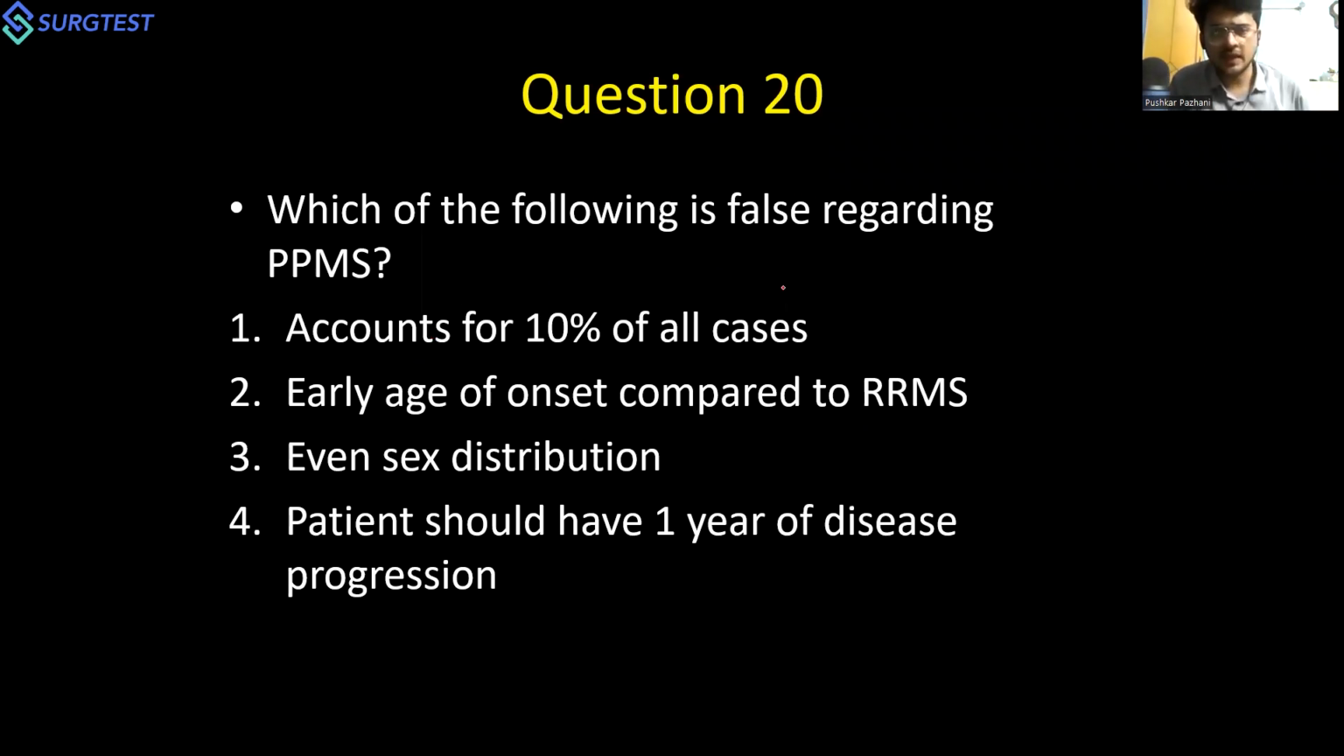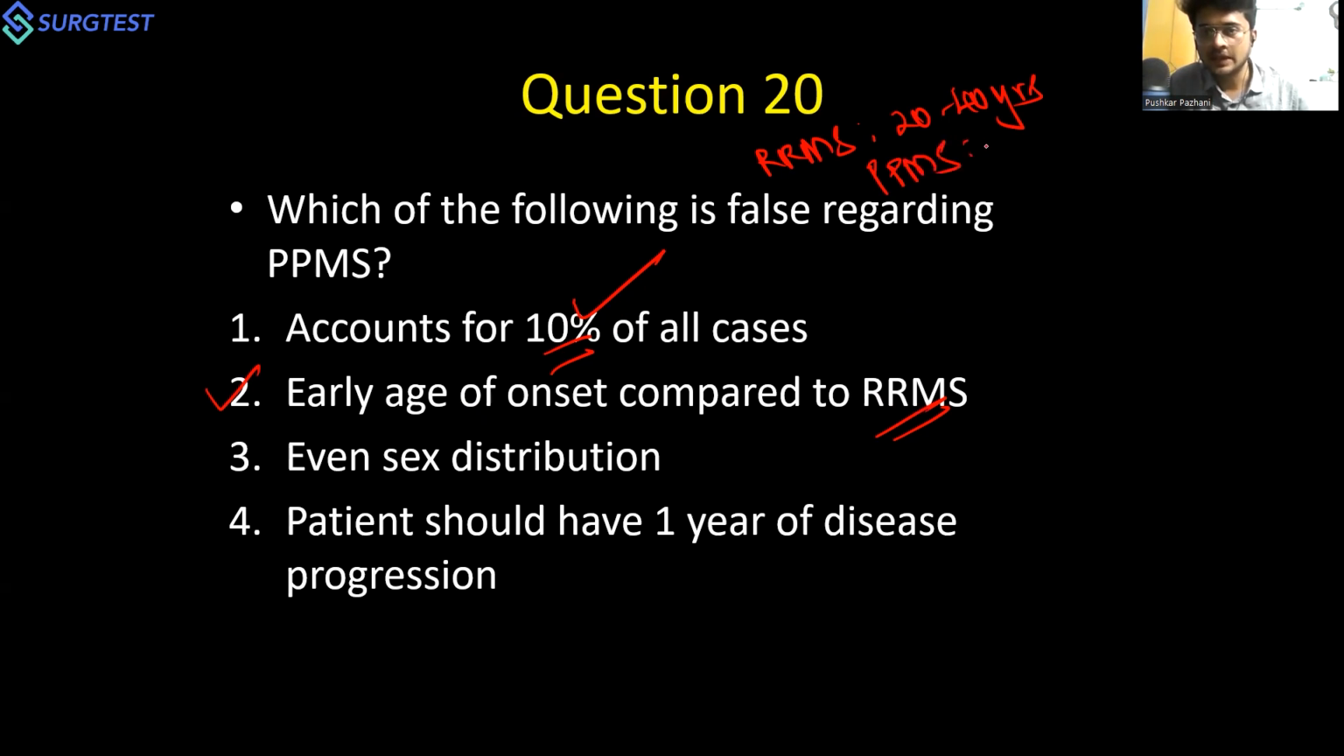Okay, so let's analyze this. Already we know this 10% of MS is because of PPMS, so this option is correct. Early age of onset compared to RRMS. Okay, so actually this is the answer. This is the false statement. If you take RRMS, usually the age of onset is around 20 to 40 years. But when you take primary progressive MS, the age of onset is a little older. It's around 40 years, just like in NMOSD.